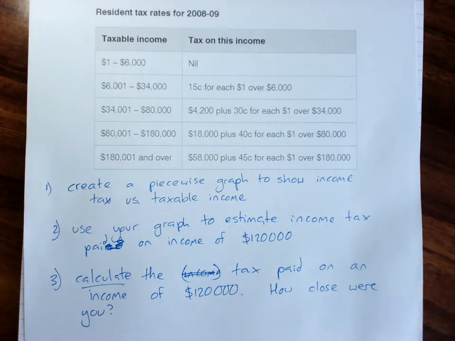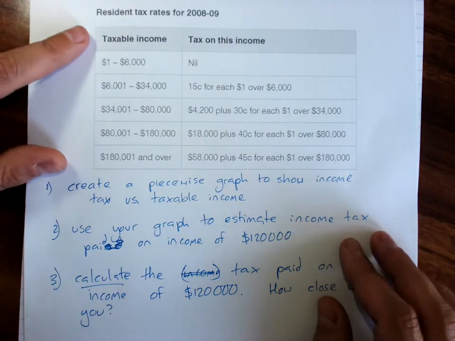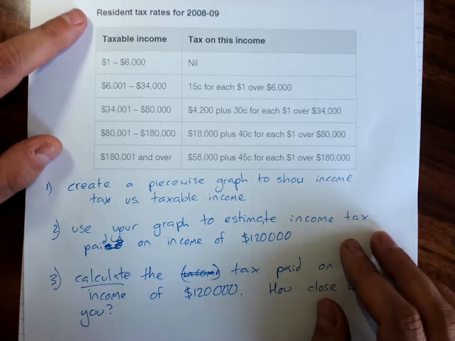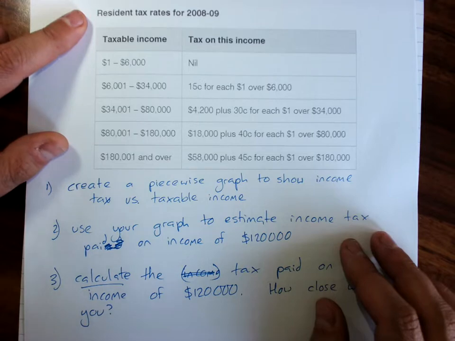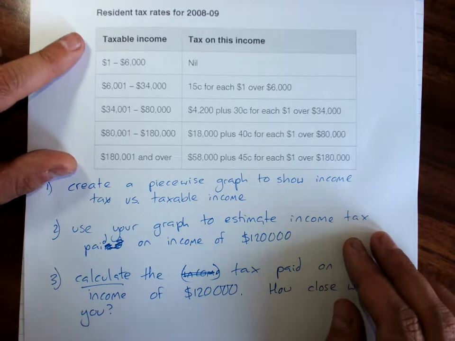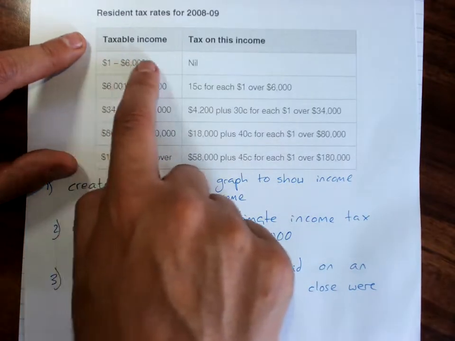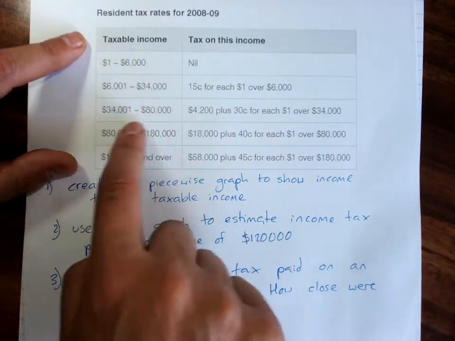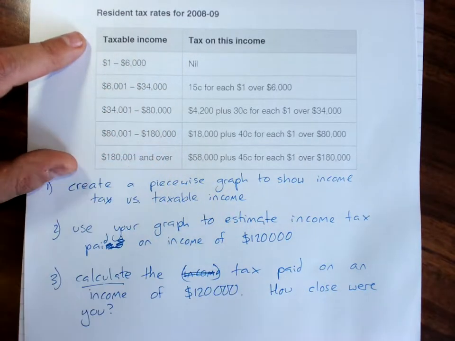Creating piecewise graphs with tax tables. This is a tax table for Australia, going back to the 2008, 2009 financial year. And the way we read a tax table is we check the range of taxable income that our income falls into.